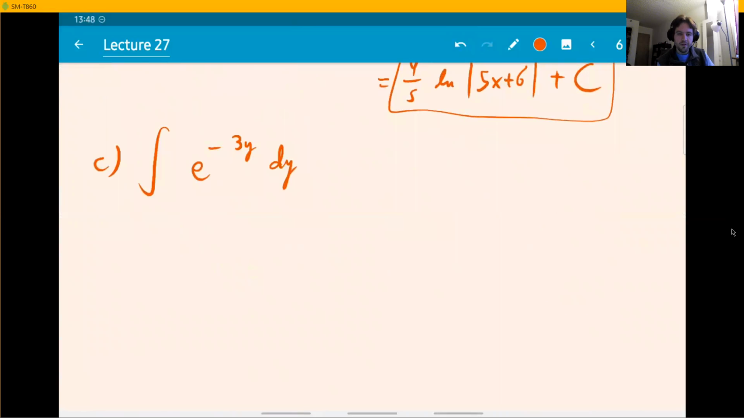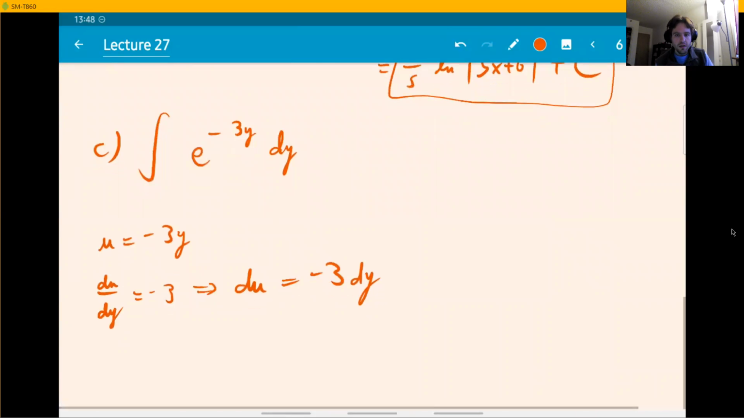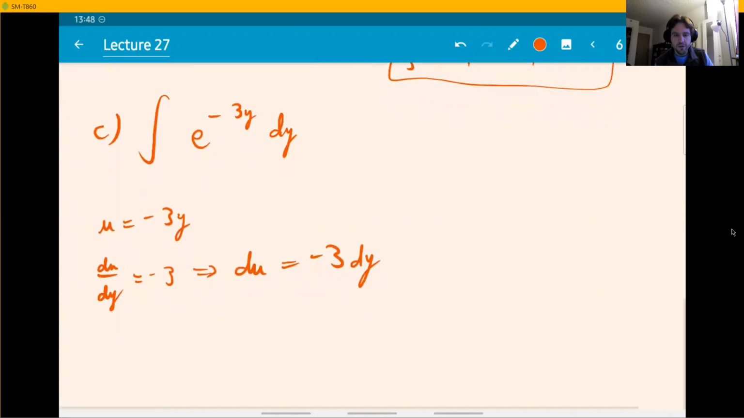That is once again a composite function. You have the outer function e and the inner function is minus 3y. U equals minus 3y. Du dy is minus 3, so du is minus 3 dy. Now we don't see a minus 3, but we can if we introduce a 1 over minus 3, which is the same thing as minus 1/3.